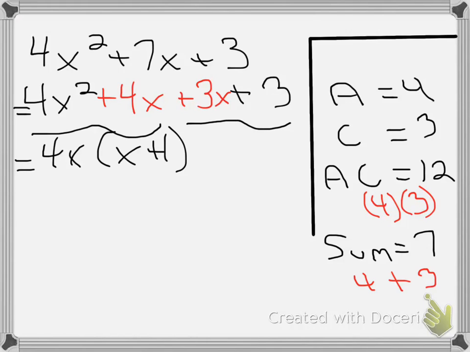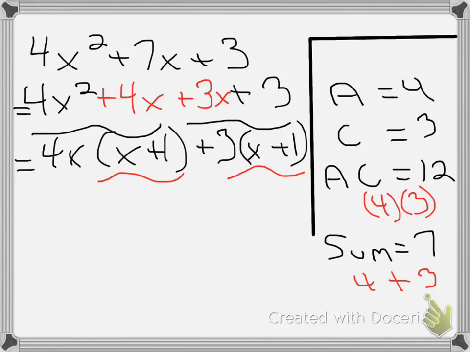Out of the last two terms, what's common is a positive 3. You have to bring out either the positive or negative of the last two terms, and it looks like it's going to be positive 3. 3 times what gives us 3x? x. 3 times what gives us 3? Plus 1. And we know it worked because we have a common factor, x plus 1.